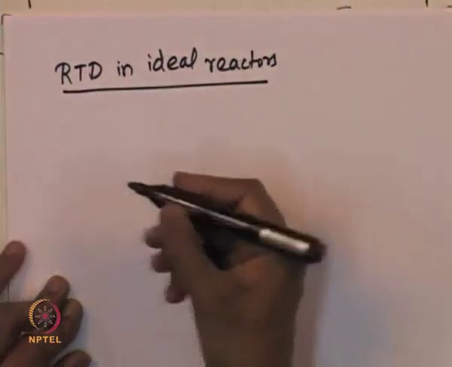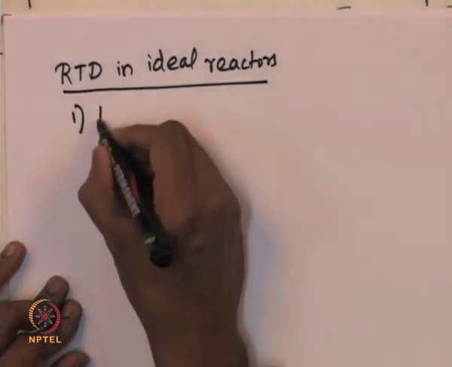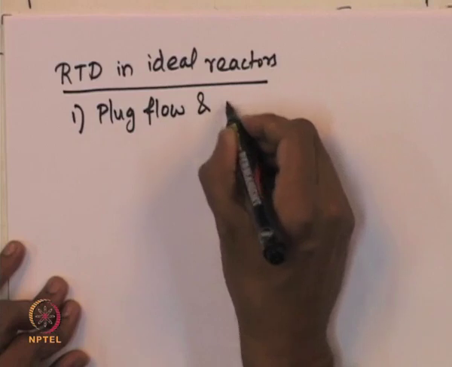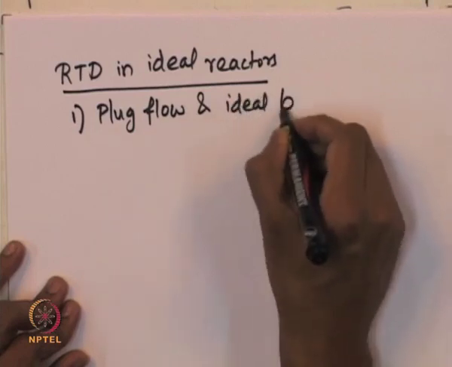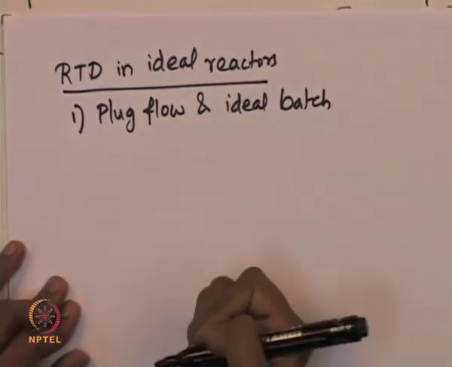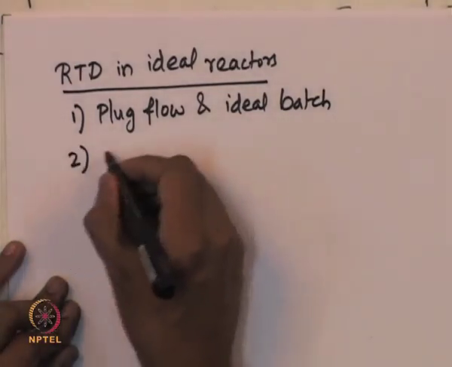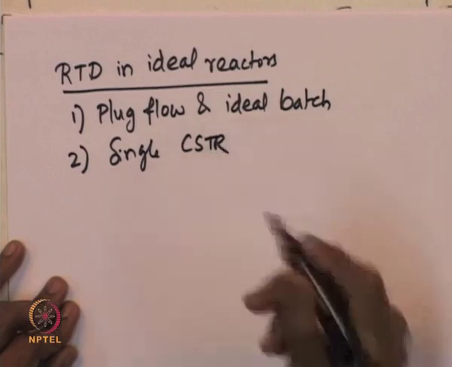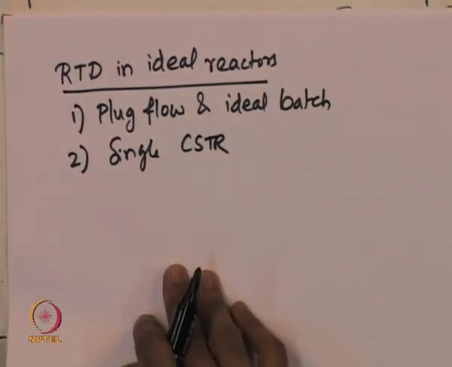So, particularly we will consider two cases. One is plug flow and ideal batch reactor, and the second one is the single CSTR case. These two we will look at, and we will attempt to find out how to get the RTD curves for these two types of ideal reactors. So, let us first consider the plug flow reactor.